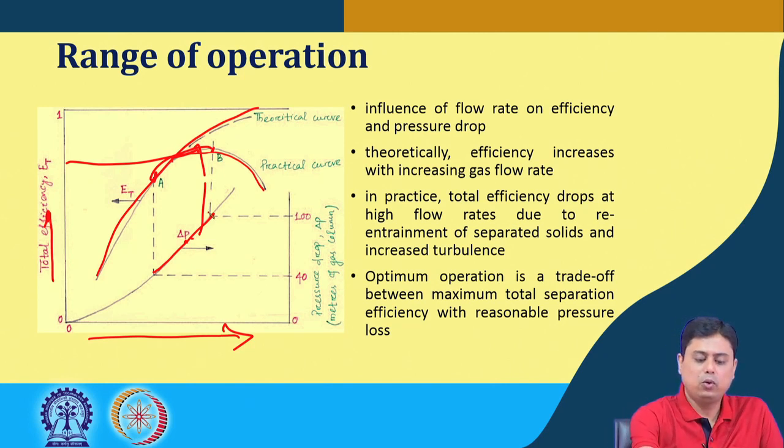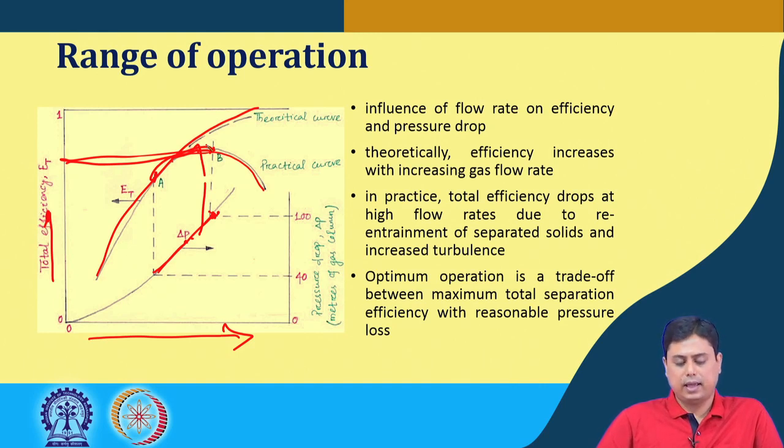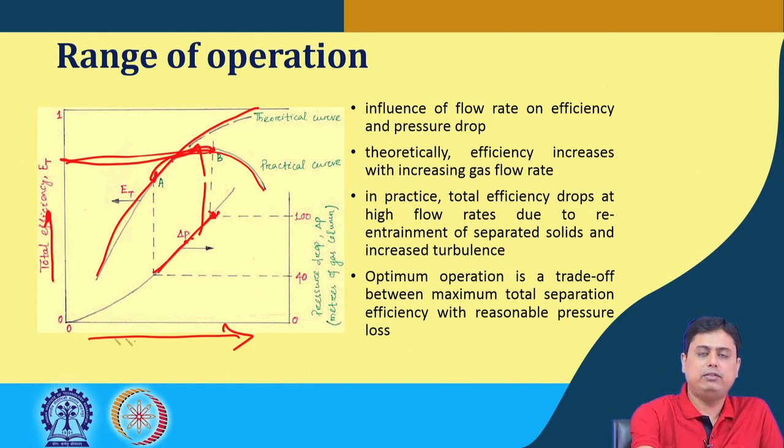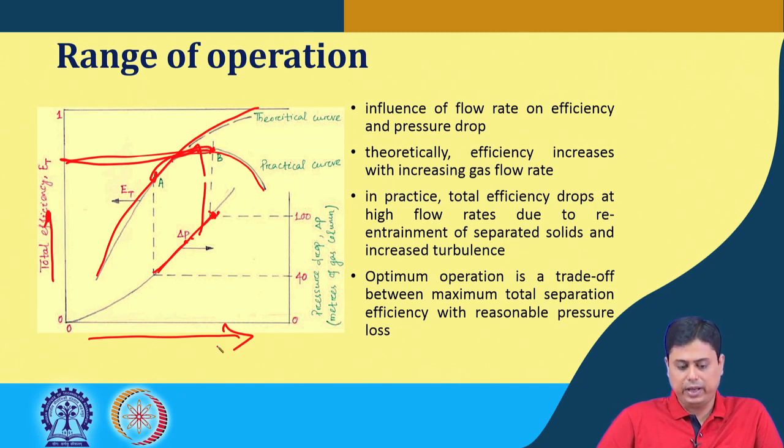At most you can go to this point B on this delta P line, because that would be the maximum efficiency you can achieve from this cyclone separator, whose total efficiency versus flow rate curve is given like this. Beyond this limit, the efficiency drops due to the reason that I mentioned, the increased turbulence and the re-entrainment of the solids that were separated earlier in the low flow rate case.